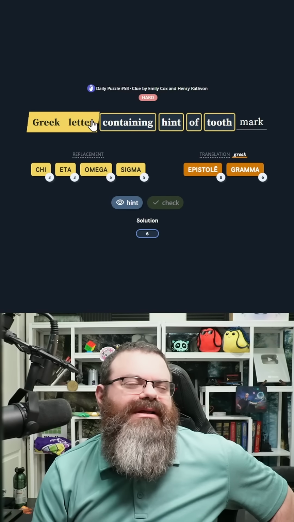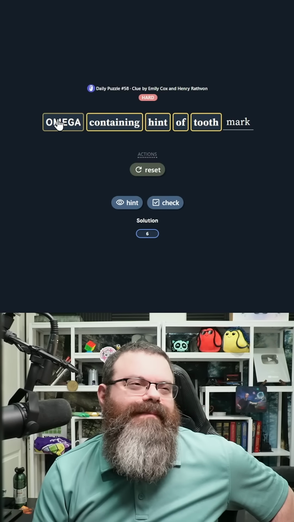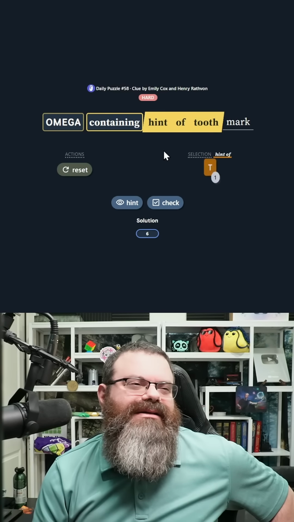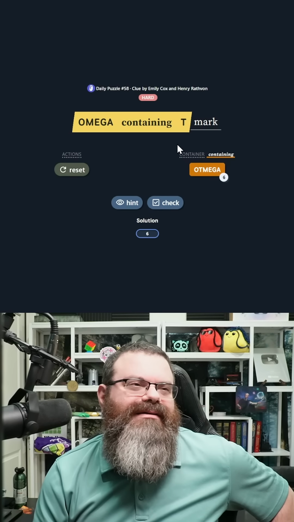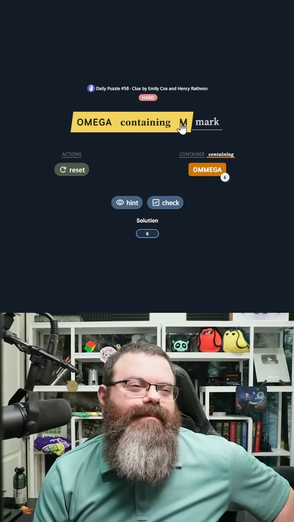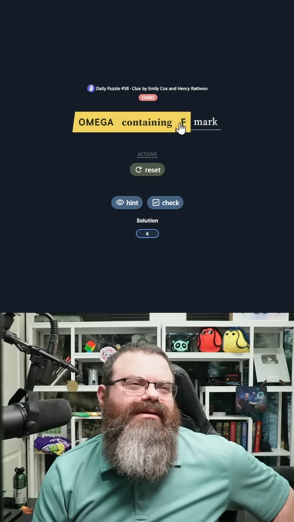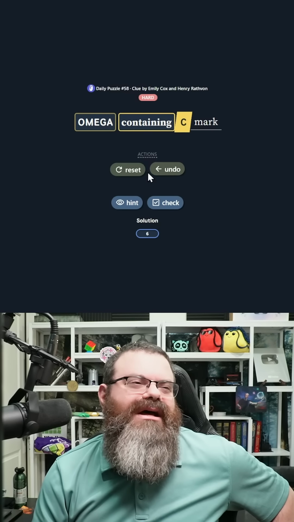So if we're using a Greek letter and adding one to it, we have to use omega or sigma. So why don't we just go through our options? If we choose omega and it contains hint of tooth, where are we putting that? It would be otmega. So that's obviously not it. And then omega containing M would be omega. So obviously it's not that. Omega containing F doesn't make sense. Ochmega, yeah. So it's just not omega.